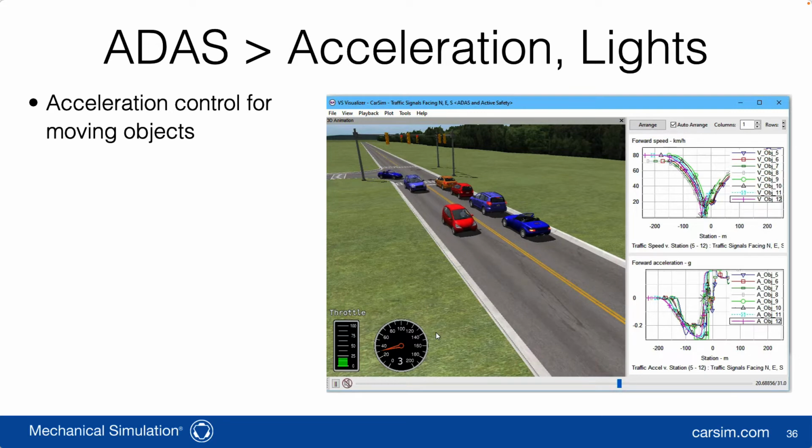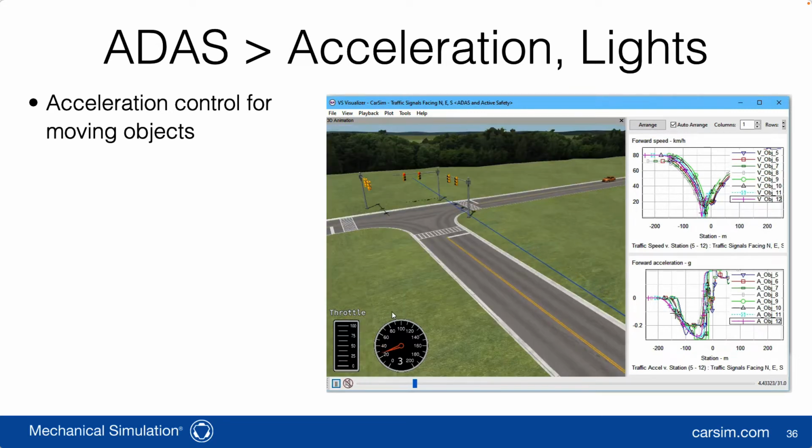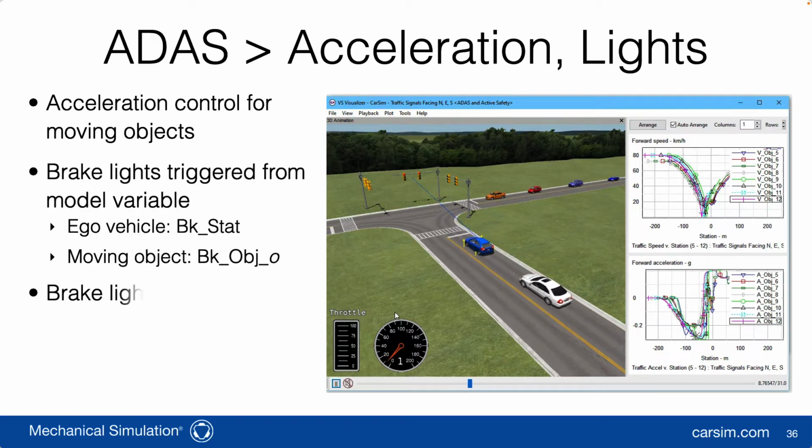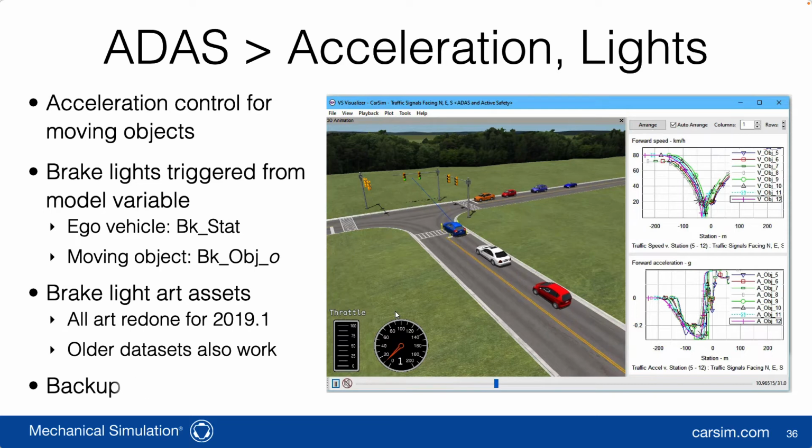Acceleration control is basically F equals ma. We're saying that the acceleration is the command, and they move based on that. They have brake lights that are triggered. They are shown to be on if there's deceleration that would normally be provided by a brake system. They also have backup lights if they go in reverse, but you don't see that in this simulation.